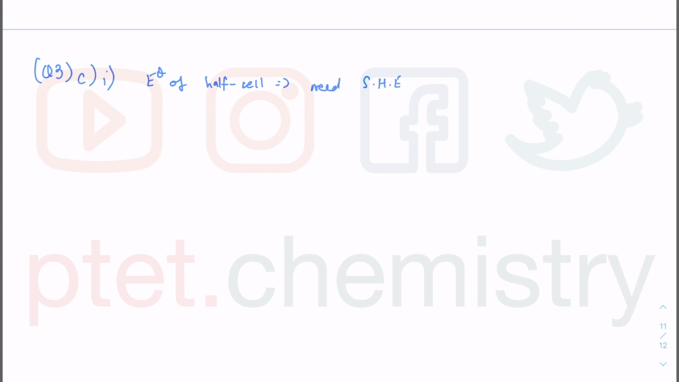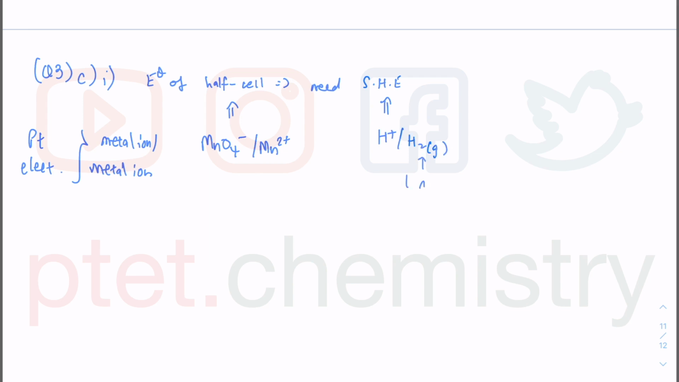Okay, and this half cell, we have MnO4 minus and we have Mn2 plus. So this is metal ion and metal ion. So remember, when you have metal ion and metal ion, you need a platinum electrode. And the standard hydrogen electrode is the H plus and H2. This is a gas. So you've got to have 1 atmospheric pressure, 298 Kelvin.